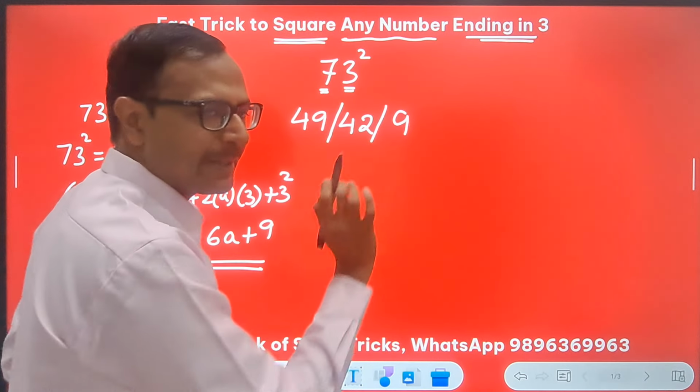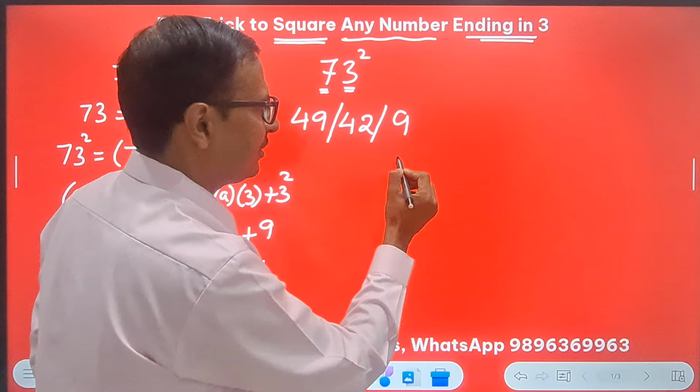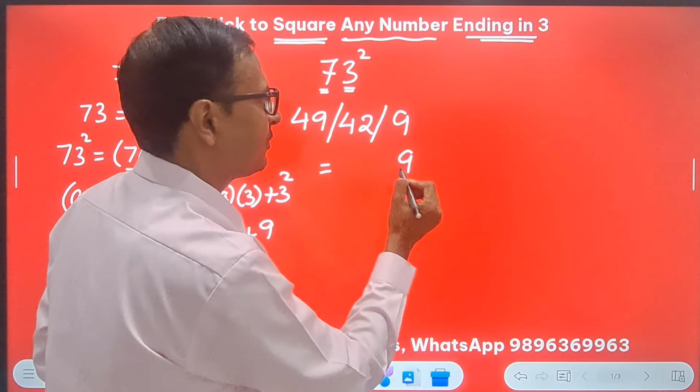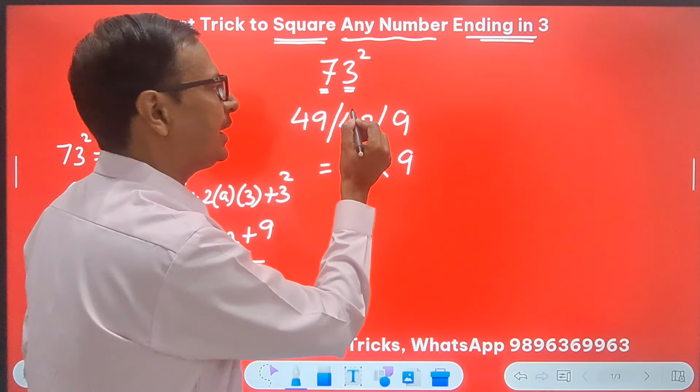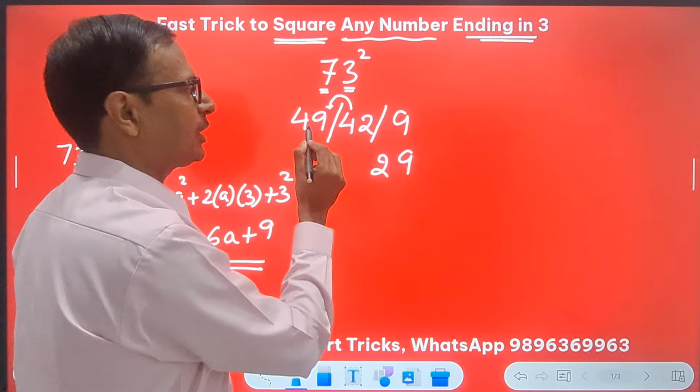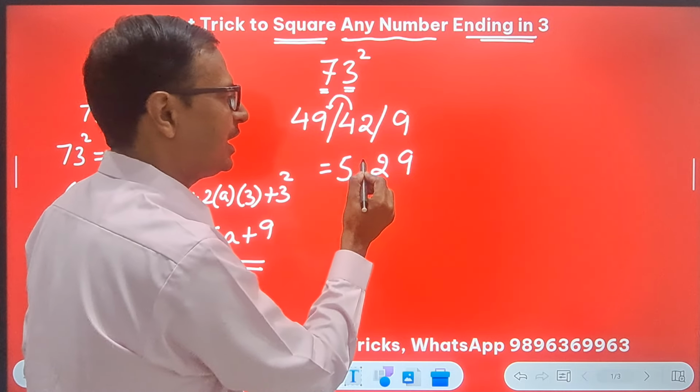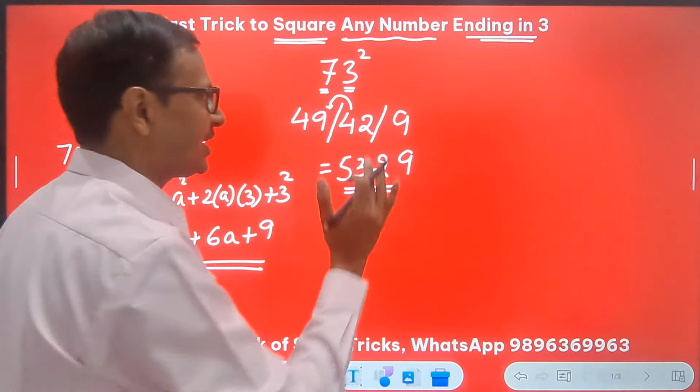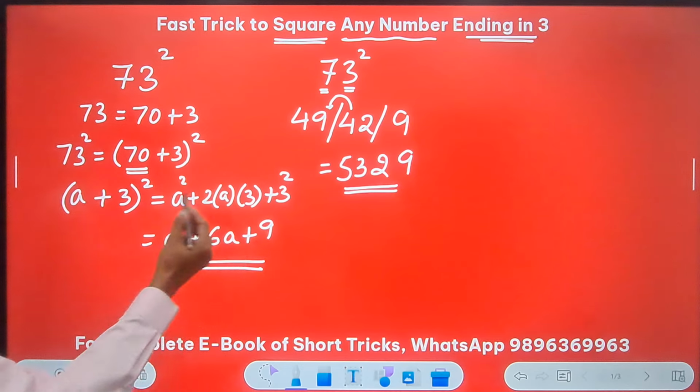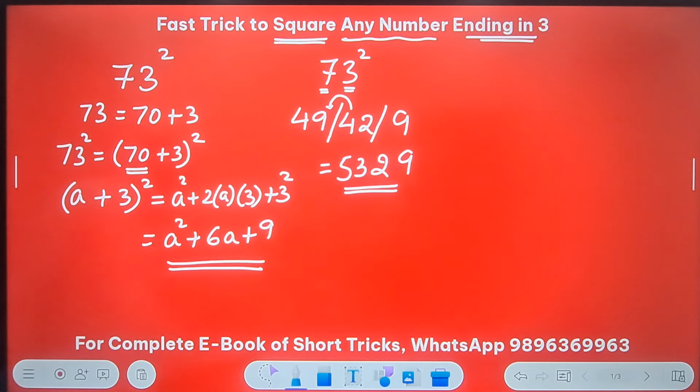In order to add them, the unit digit 9 will come as it is. 42, retain the 2 and carry forward the 4. So 49 plus 4 is 53. And now pick up the calculators and check, does this short trick a square plus 6a plus 9 work? And is the answer 5329 correct?